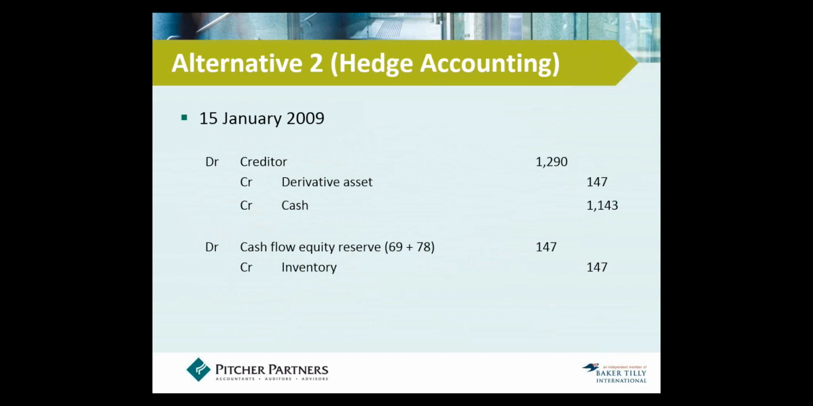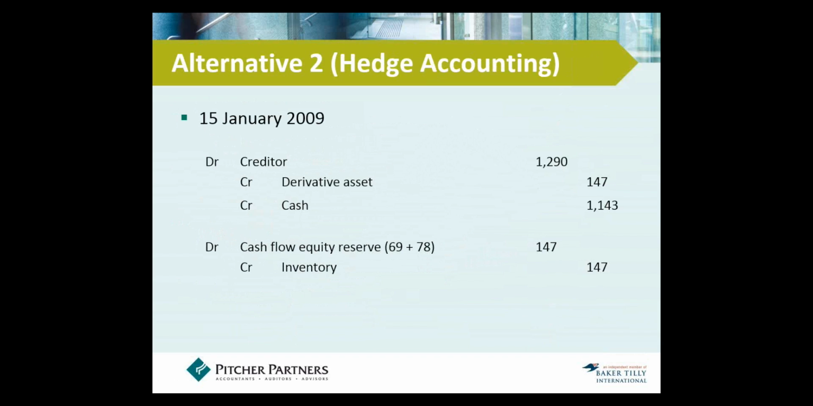On the 15th of January, we now settle the creditor. So we say debit the creditor, the 1290. We credit our derivative asset because we no longer have the foreign exchange contract, the 147. And we credit cash because the cash flow is only whatever we agreed in our foreign exchange contract, the 1143. Everybody's happy, they've protected their cash flows. So that's again still the same.